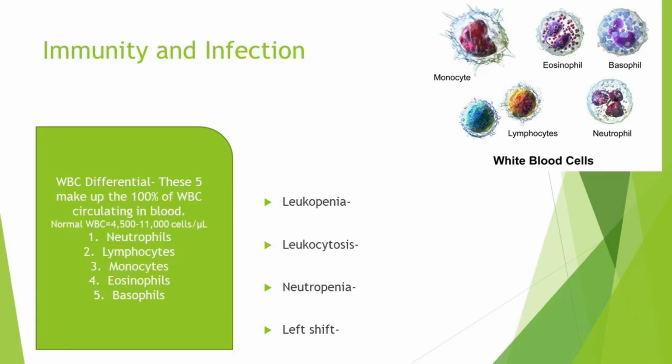The last thing is that left shift, and this is simply an increase in the immature neutrophils, and that can occur with an acute infection. And it goes back in the history of why they call it a left shift. It had to do more with what it looked like on the paper when they were printing everything out. It showed a left shift in those immature neutrophils.